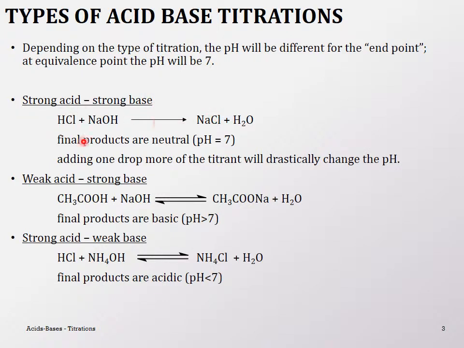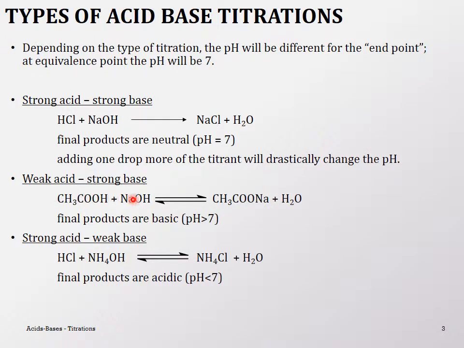So this is the only place where your equivalence point and your end point are going to be the same. Okay, strong acid, strong base, this is it. Which means that adding even 1 drop of a titrant will completely change the pH. Okay, drastically it will change the pH, because everything dissociates. So even if you have 1 drop more, suddenly the pH shoots up or down. Okay, wherever. So we have to be careful when we're doing strong acid, strong base titrations.